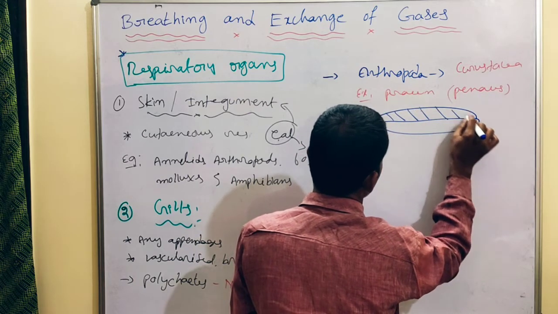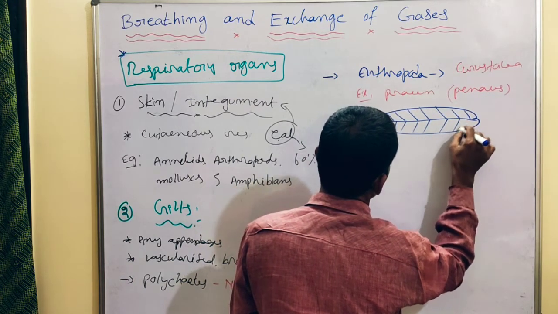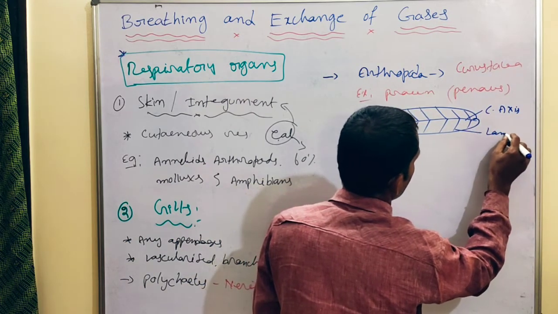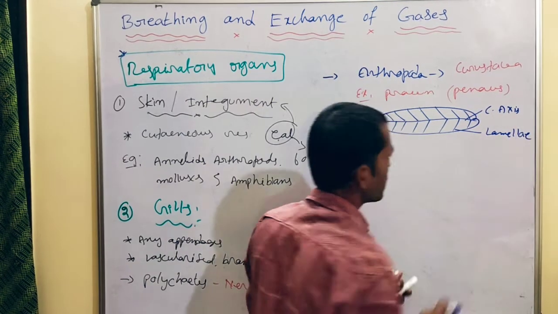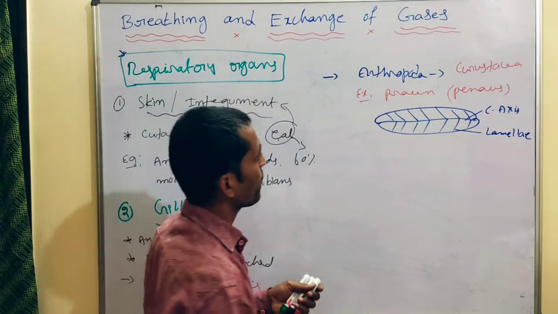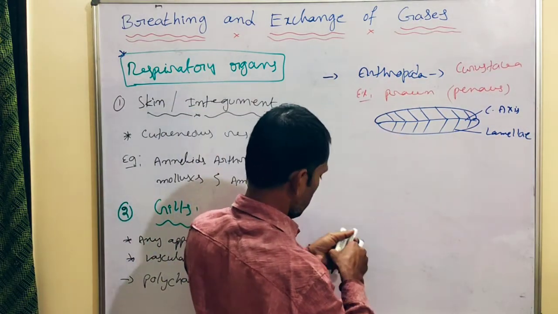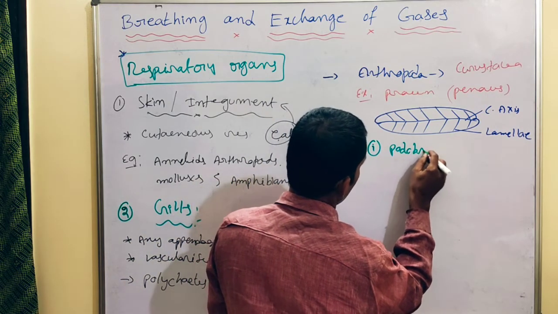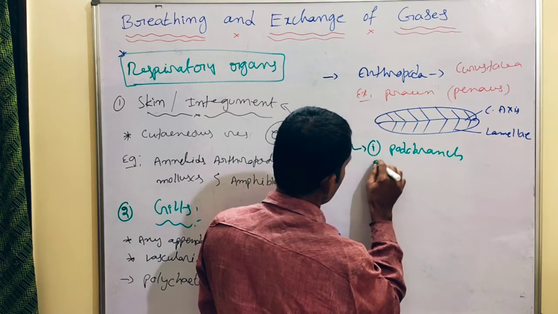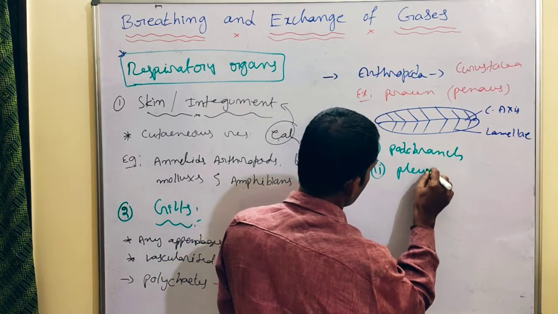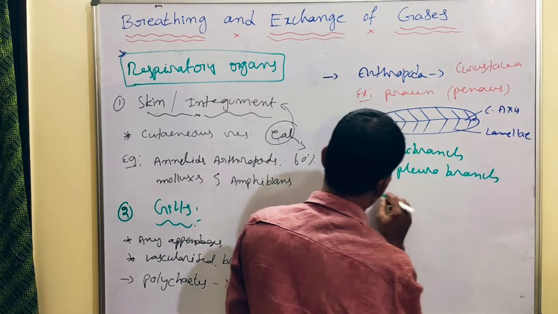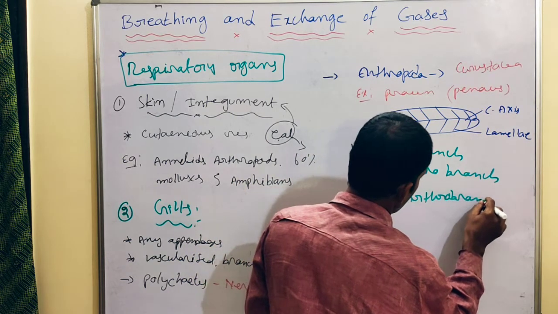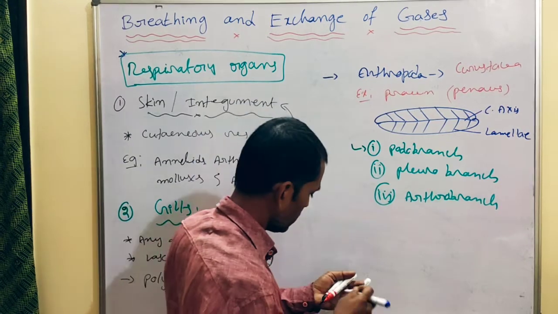The gill consists of two parts mainly. This is the central axis, and these are the lamella: central axis and lamella. Here the gills may be podobranch, pleurobranch or arthrobranch. We try to understand them diagrammatically.